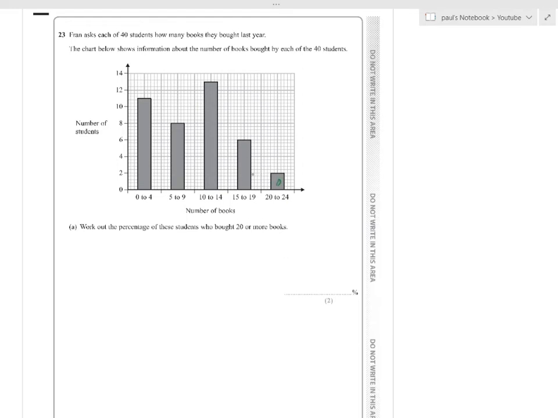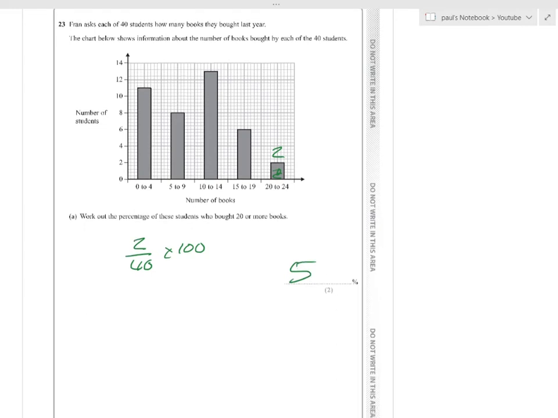So how many people is that? 2? Yeah, so that's 2. They were bought by 40 students, so it's 2 out of 40 times 100. Not much. 2 divided by 40 times 100 is only 5%. Right.